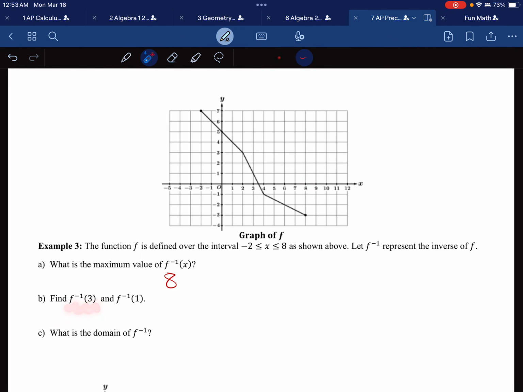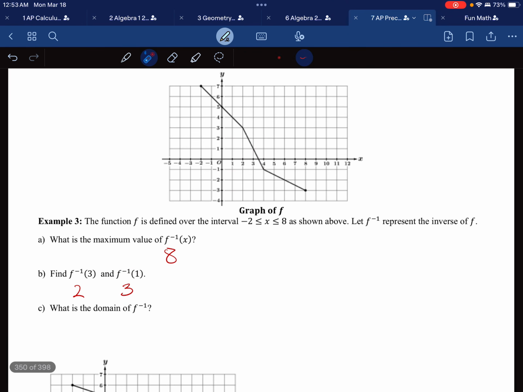Find f inverse of 3. So this used to be an input of 3, it used to be an x coordinate, but now this is saying the height is 3. So a height of 3 comes over here to 2. So we can say this one is equal to 2. And f inverse of 1 means I have a height of 1. A height of 1 intersects right here down at 3.